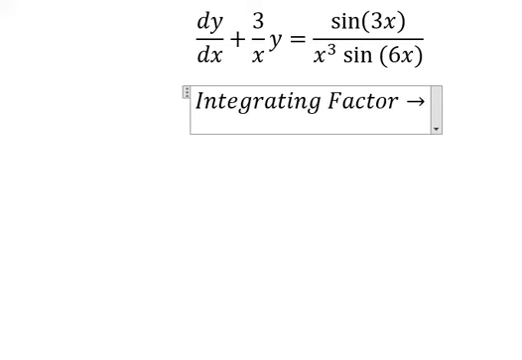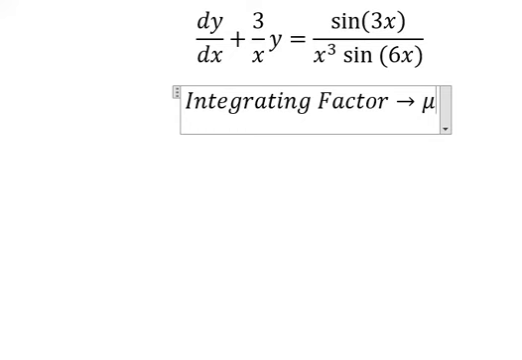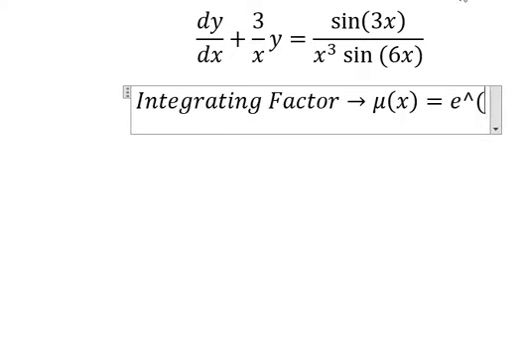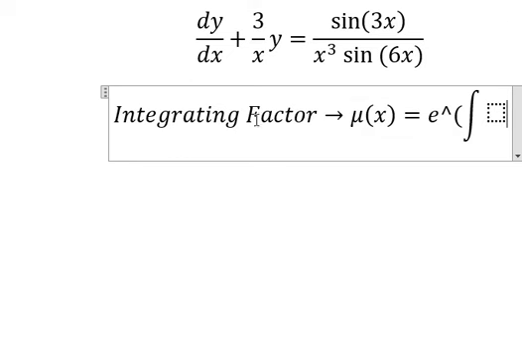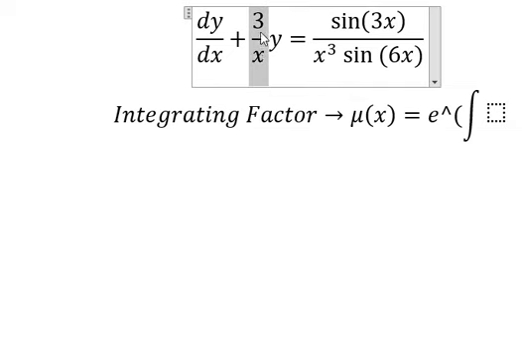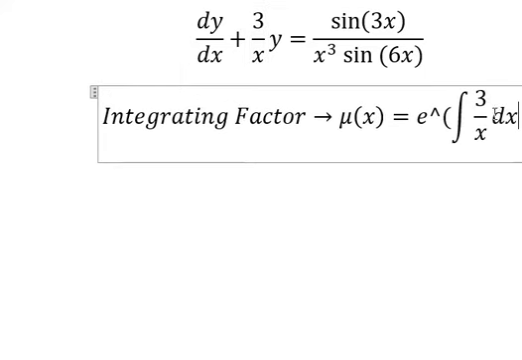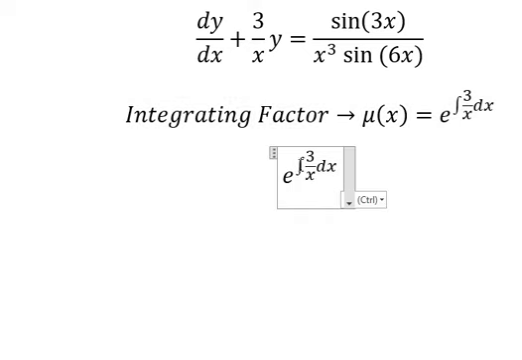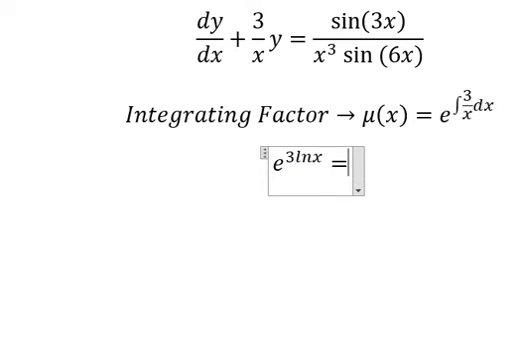So I will put mu of x equals e to the power of the integration. We see that 3 over x is next to y. This is for the integrating factor. The integration of 3 over x, we have 3 ln x.